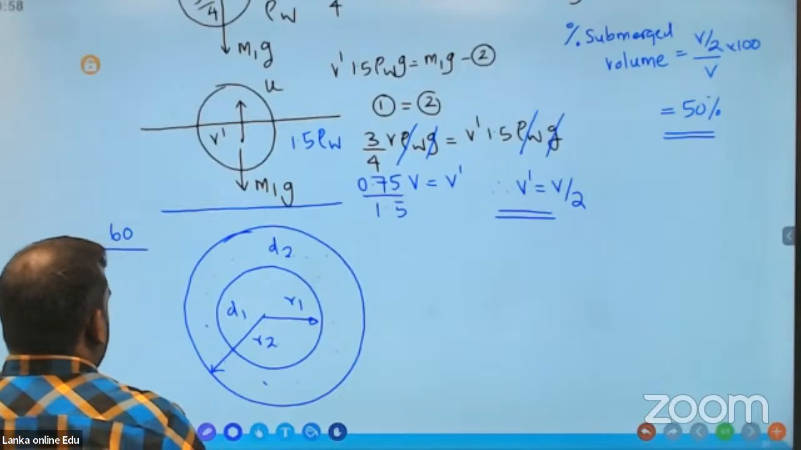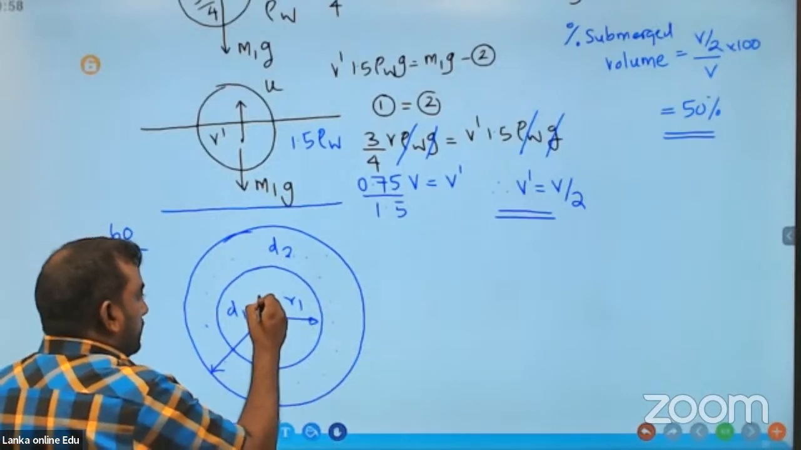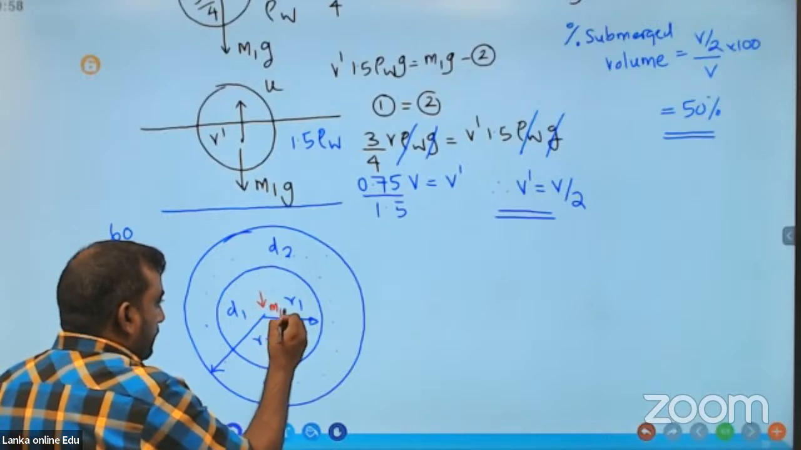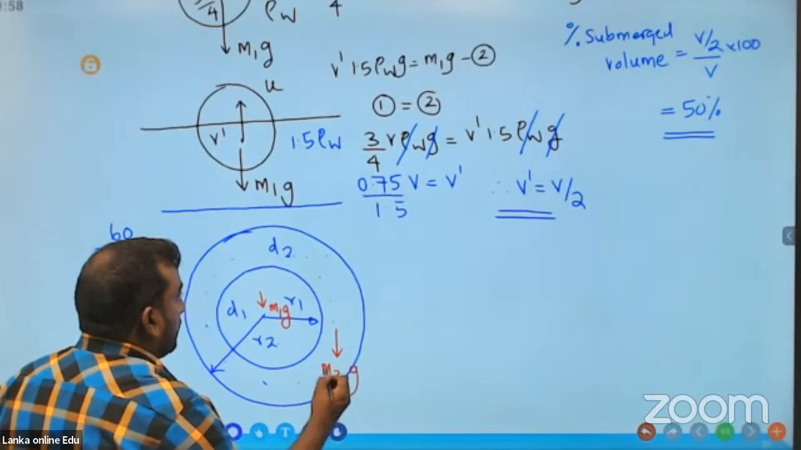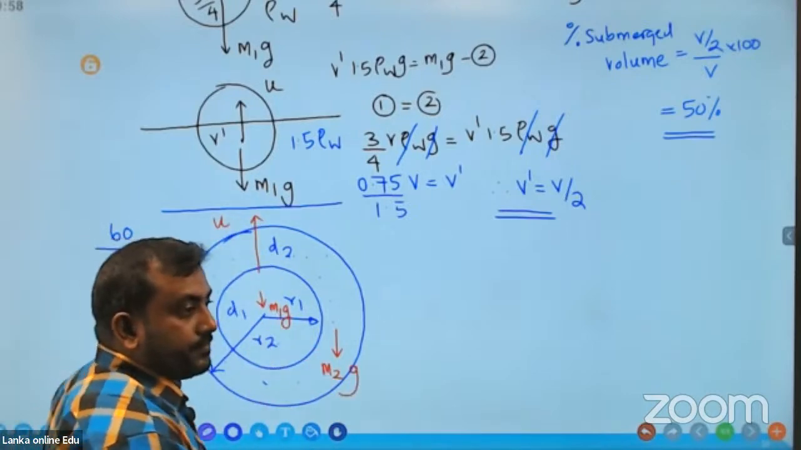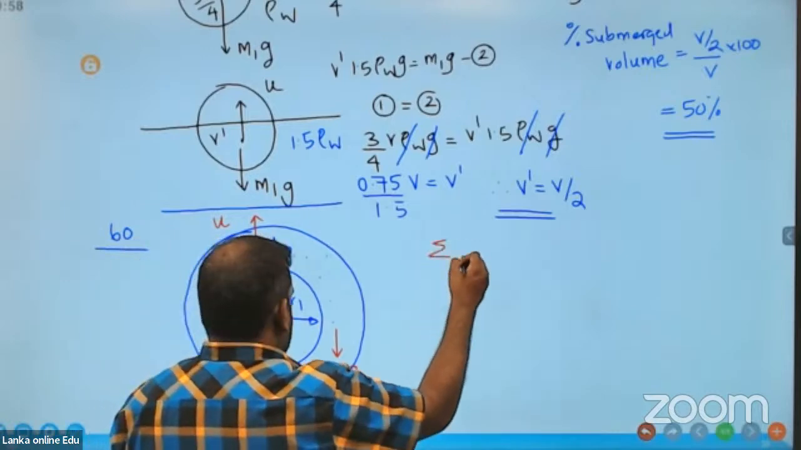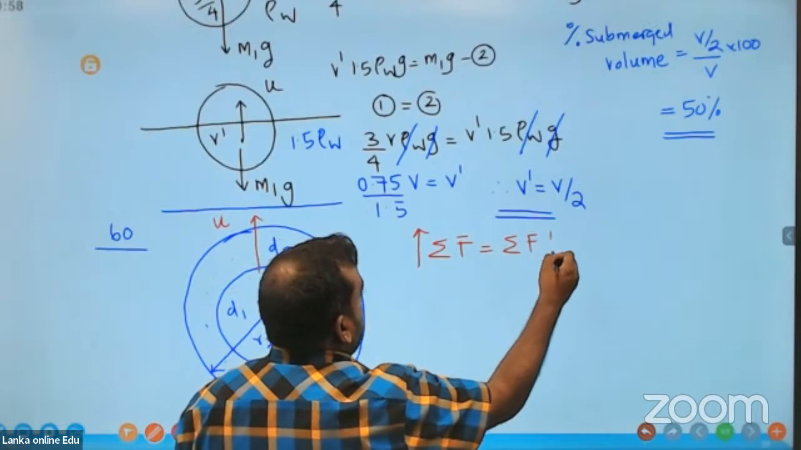Okay. So now you can work this out. This part has a weight. This part has a weight. Everything should be balanced by the upthrust. Sum of forces in the upward direction balances sum of forces in the downward.